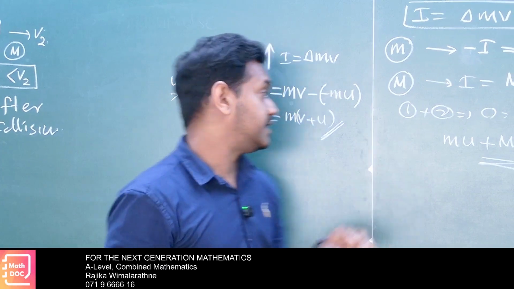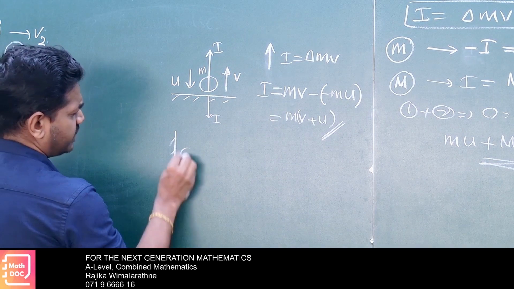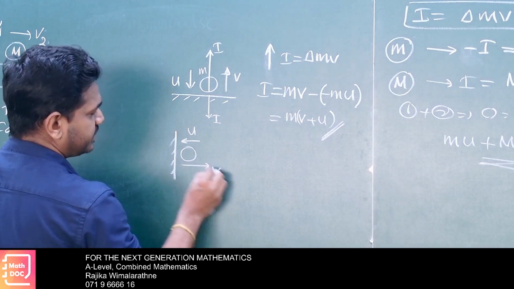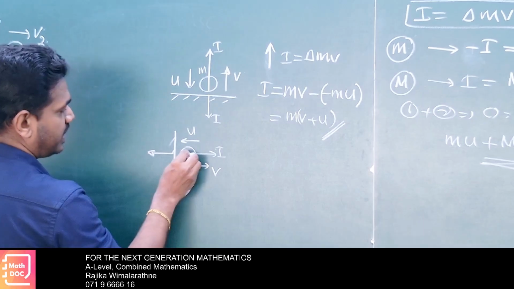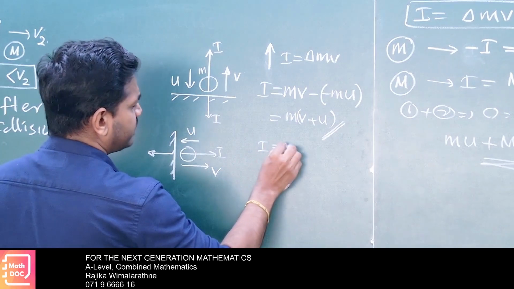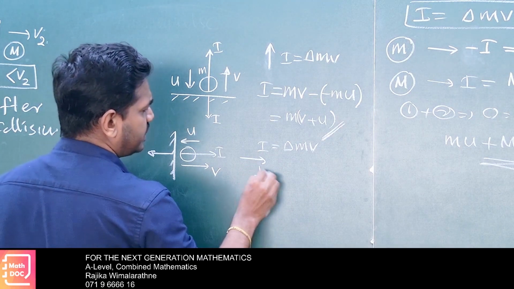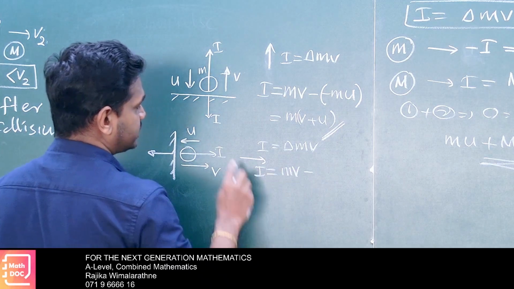Then you consider a wall. Here it collides with velocity u, then it rebounds with velocity v. There will be an instant impulse for both the particle and the wall. Then use I equals delta mv. Here I equals the momentum difference, final momentum minus initial momentum.